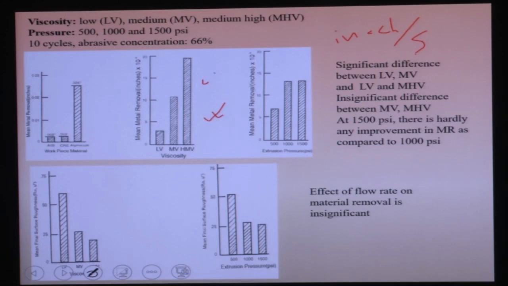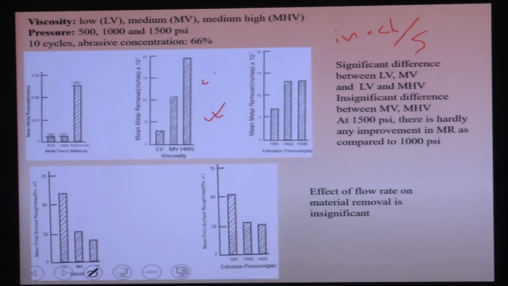What is the material removal rate? It is a linear material removal rate they considered, not a volumetric material removal rate. This linear material removal rate is in inch per second. They considered it as the output parameter, and they saw that there is a significant difference between low viscous media and medium viscous media, and between low viscous media and high viscous media.